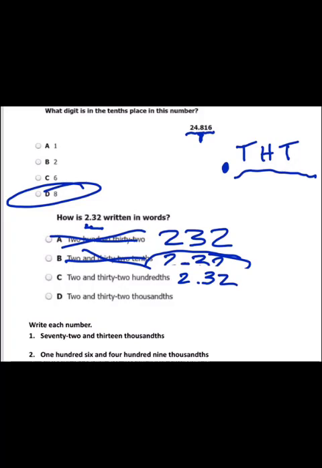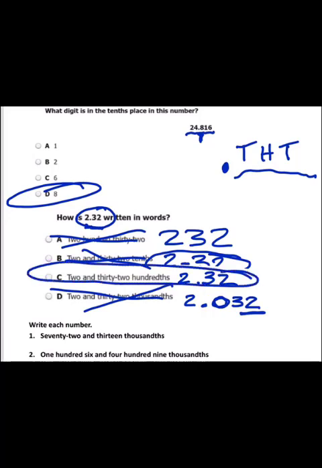Now let's check D to be sure. 2 and 32 thousandths. Well, we know if we have 2 and 32 thousandths, the 2 would have to be in the thousandths place, which means we need a 0 placeholder. So that would look like this number, which does not match this one. Can't be D. Our answer is C.